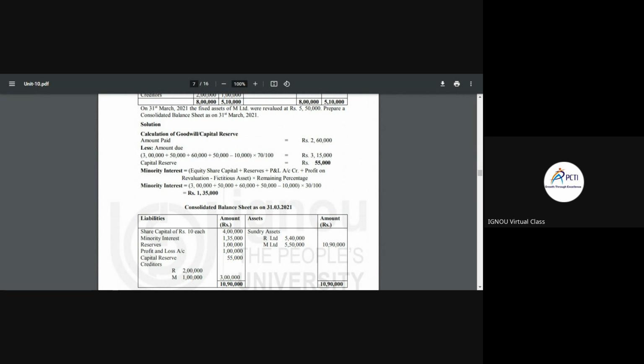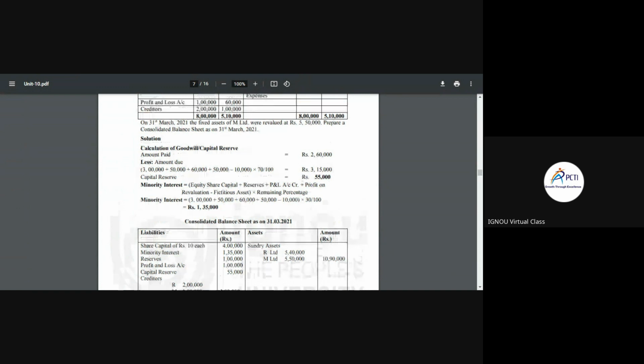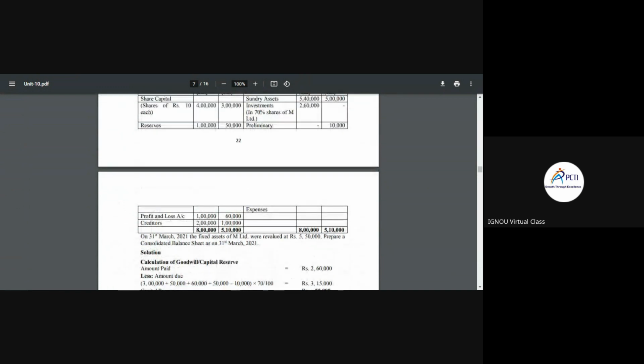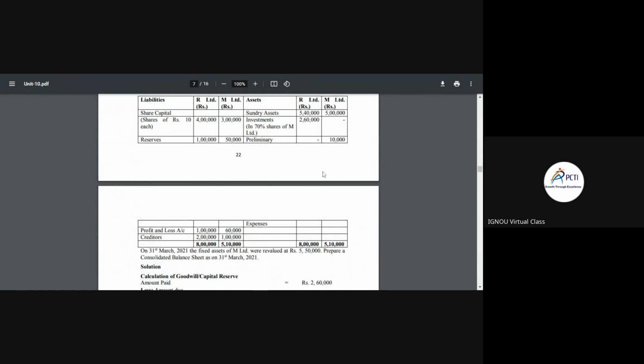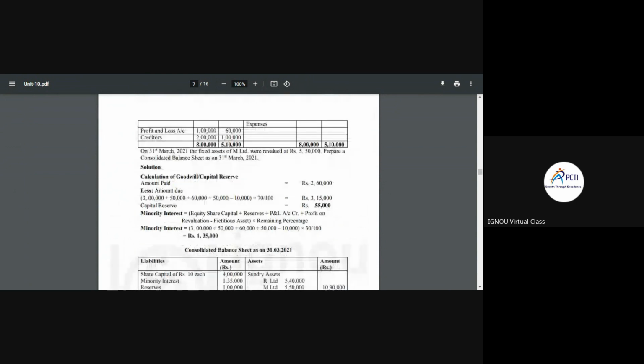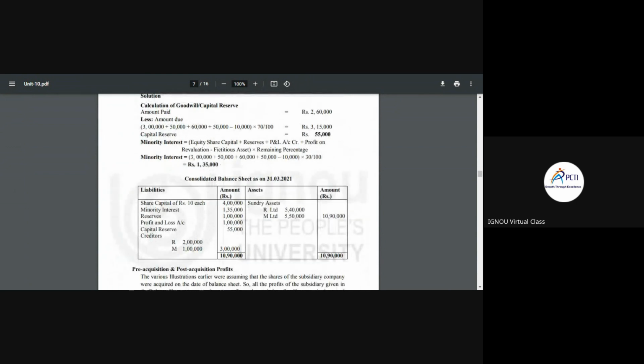According to the solution, for the calculation of goodwill or capital reserve, first the amount which we paid is rupees 2,60,000, as given in the question. It is the investment in 70% shares of M Limited, that is 2,60,000.